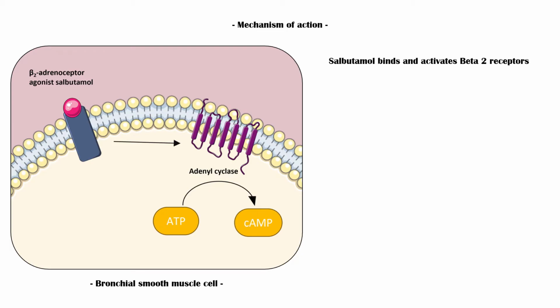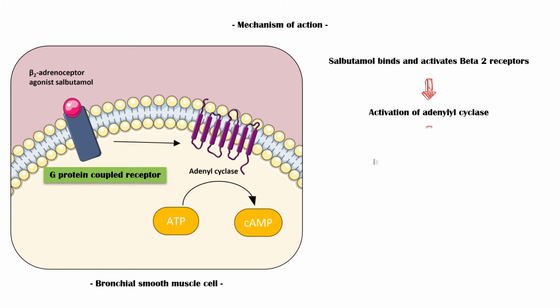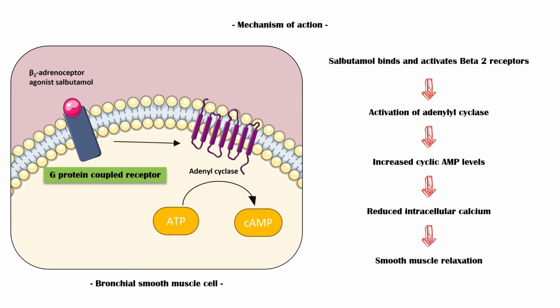Beta-2 adrenergic receptor is a G-protein coupled receptor, and activation of this receptor leads to the activation of an enzyme called adenylyl cyclase, which increases the cyclic AMP levels within the cell. Increased cyclic AMP causes reduction in intracellular calcium levels, which ultimately relaxes the smooth muscle. Through this mechanism, salbutamol causes relaxation of smooth muscles of all airways, from the trachea to terminal bronchioles.